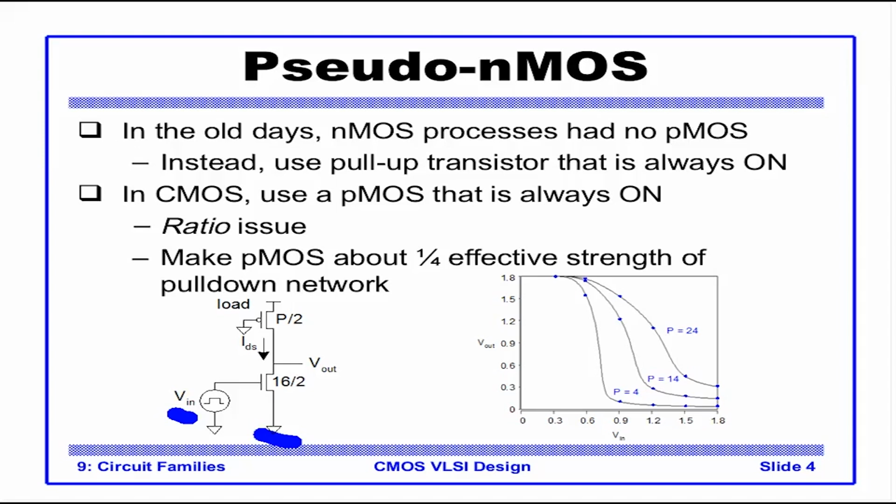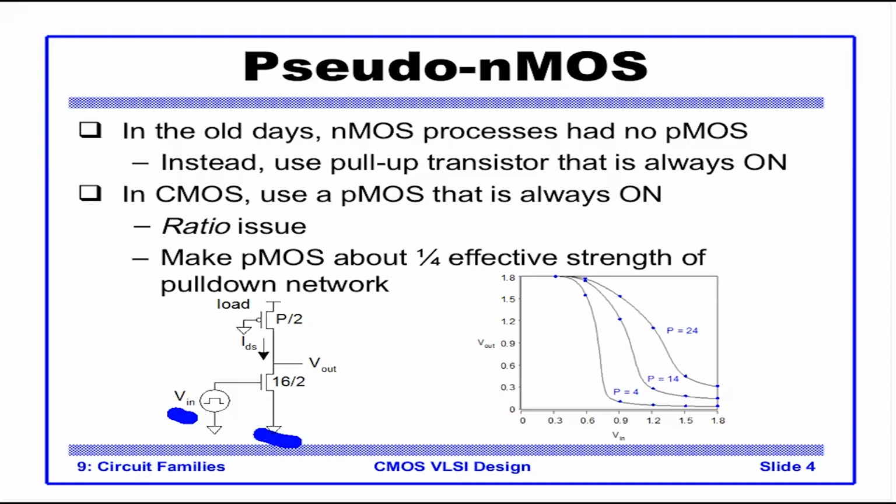Now, if the NMOS is comparatively much stronger than the PMOS in terms of current carrying capability, then Vout will go to 0. The time after which Vout goes to 0 depends on the relative strength of the NMOS with respect to the PMOS. That's why we say that there's a ratio issue.